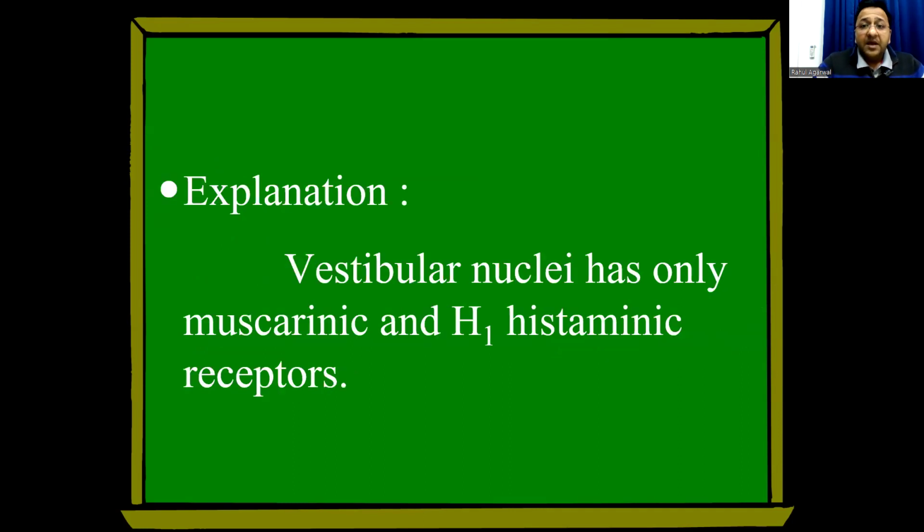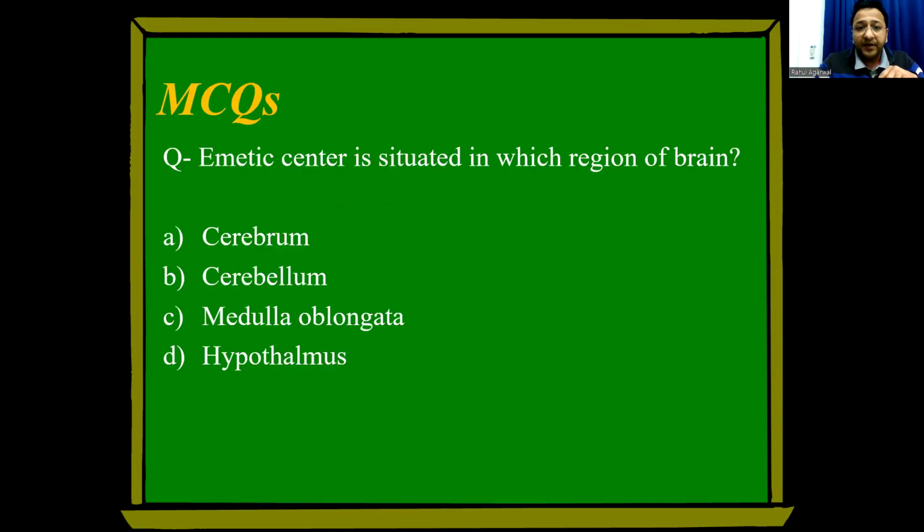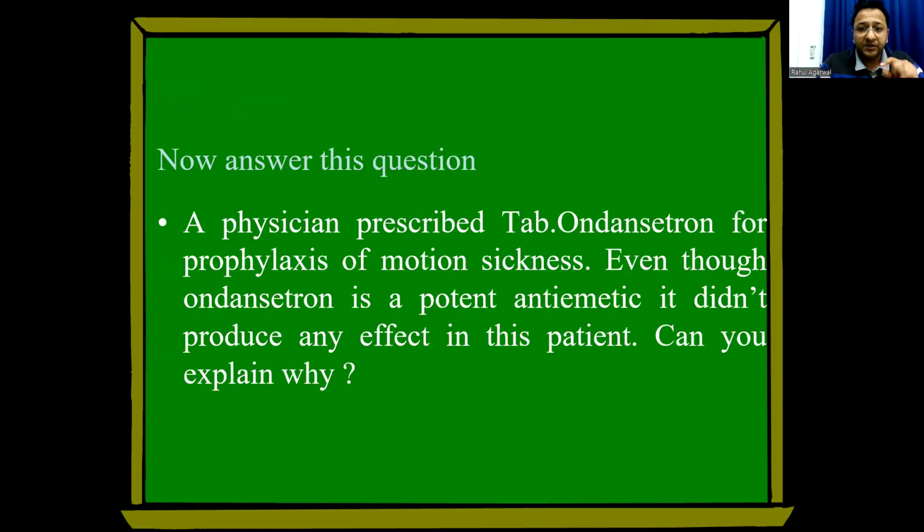Yes, very good. The vestibular nuclei has only two receptors. In the previous slide, we saw that for motion sickness, the vestibular nuclei is responsible, and it has only two receptors: one is muscarinic and one is the H1 histaminic. If you target these two receptors, only then can the vomiting be controlled in motion sickness. But ondansetron is a 5-HT3 receptor antagonist, so that's why vomiting cannot be controlled here.